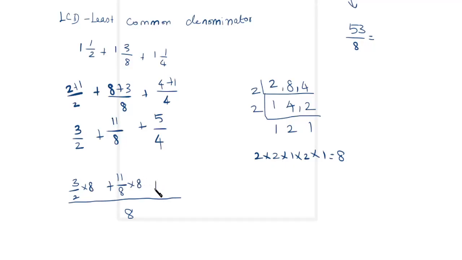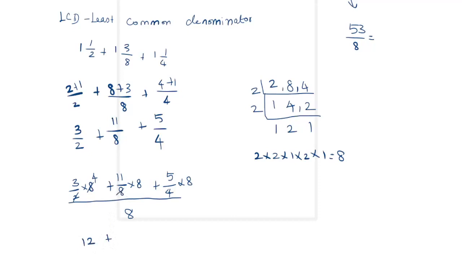So this is the easiest method. Without confusion you can do it. This is the 4 into 8. Whenever I multiply 3 by 2 into 8, I can cancel 2 and 8. So by 4, the result is 3 into 4. 3 into 4 is 12 plus.